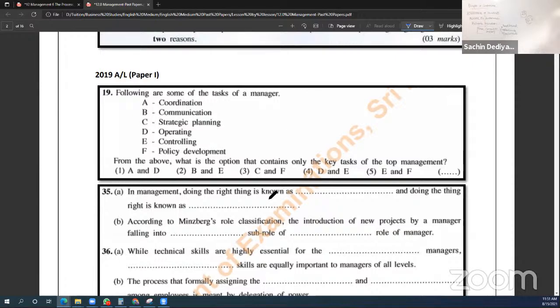Right? Now, something like communication, every manager does that. It doesn't matter whether you are a top manager, a middle level or a first line manager. You always do communication, and you will always be doing some coordination. Operating is not much related to the top managers, but more to the first line and middle level managers. Controlling is also done by all levels of managers.